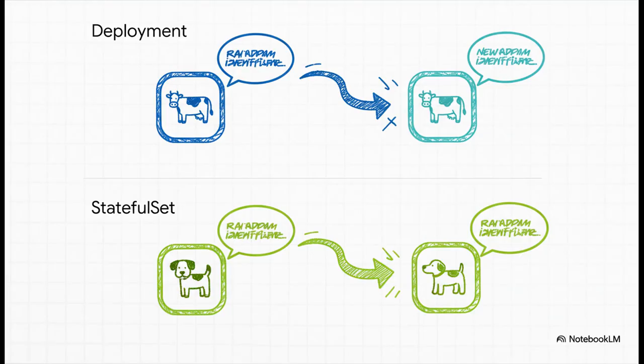Superpower number 1 is a stable, unique network identity. Now, with a normal deployment, if a pod dies, its replacement gets a totally new random name and IP address. It's anonymous. But with a StatefulSet, that's not the case. Each pod gets a persistent identity that it keeps for life.